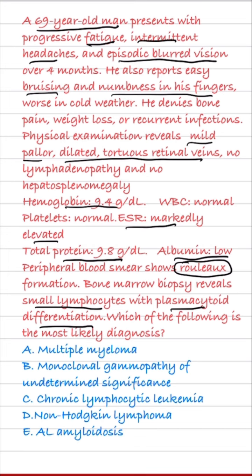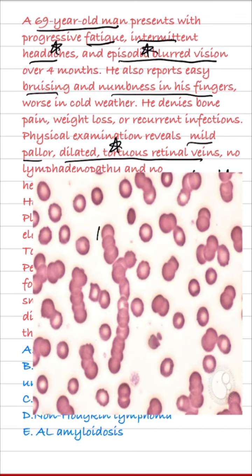So this is a classic case of Waldenstrom macroglobulinemia. The patient has headache, episodic blurred vision, and dilated tortuous retinal veins, which are classic symptoms of hyperviscosity syndrome. Also, a very high total protein and low albumin cause the protein gap, just like multiple myeloma. There's also an M spike on serum protein electrophoresis, and rouleaux formation, which we talked about in a previous multiple myeloma video. And this is how it looks.